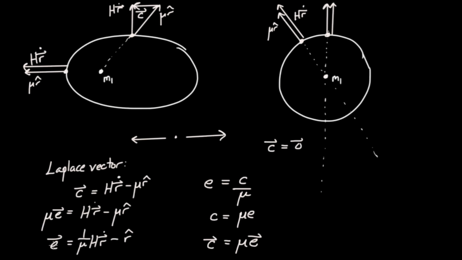This is just a scalar multiple of the Laplace vector, of course. The important concept is that this is a conserved vector of motion. You can think of as M2 orbits around M1 in its trajectory, there's a little conserved vector attached to it.